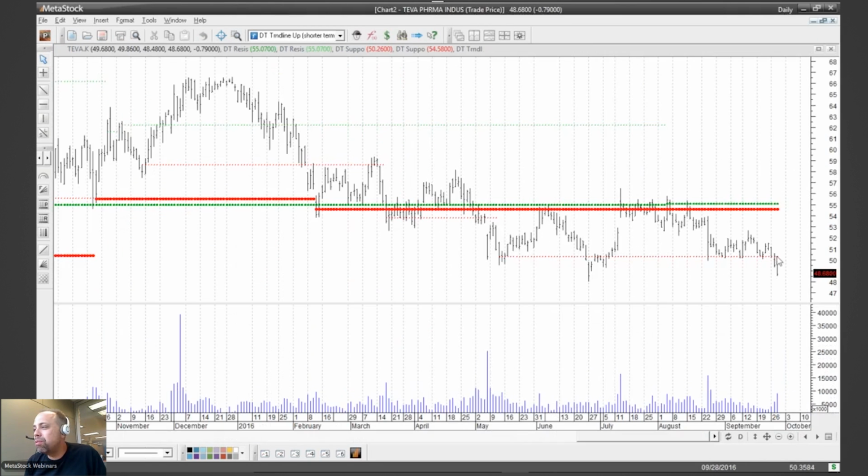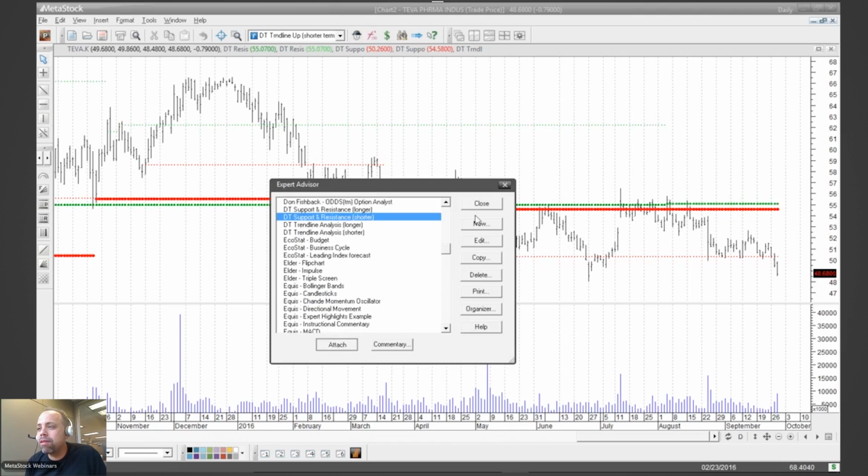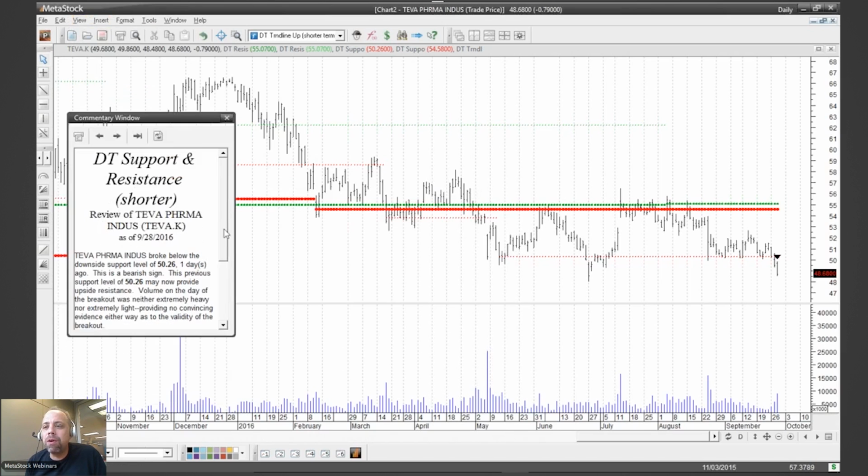It just barely broke through this support level right here, a minor support level. That's why it's coming up. If you want to, you can look at the expert advisor. The expert advisor is called DT. It will give you some basic advice on it. I'm going to do the shorter term support and resistance because that's where it just broke. I'll click OK, and if I go to view commentary, it'll give me an overview.